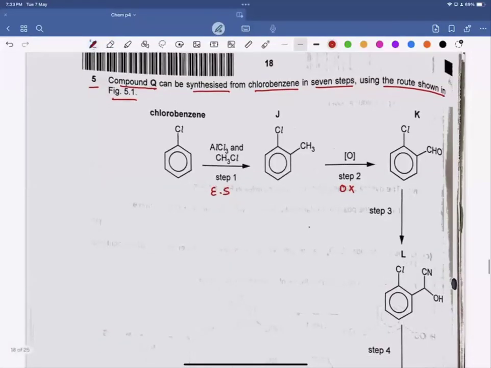Then in step 3, the CHO, if I open its structure, is C double bond O and H, and it is turning into this, which indicates that it's a nucleophilic addition reaction of an aldehyde. In this nucleophilic addition, if you recall, the reagent is HCN with NaCN as a catalyst. In the same way, for the reagent over here, alkaline KMnO4 or acidified KMnO4 can be used, and after this an acid is added.